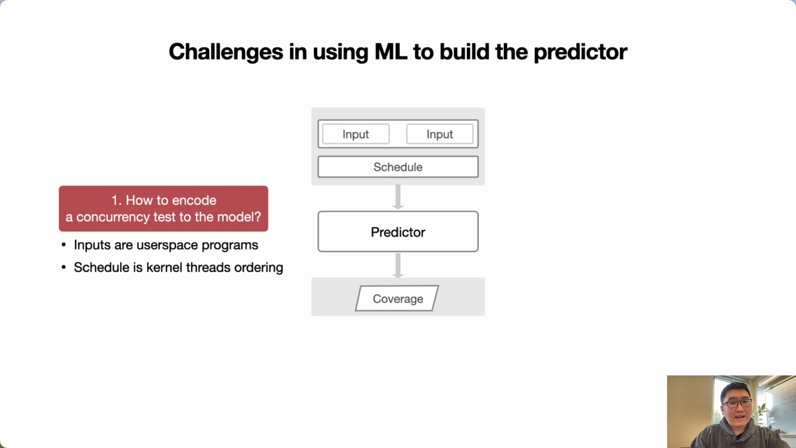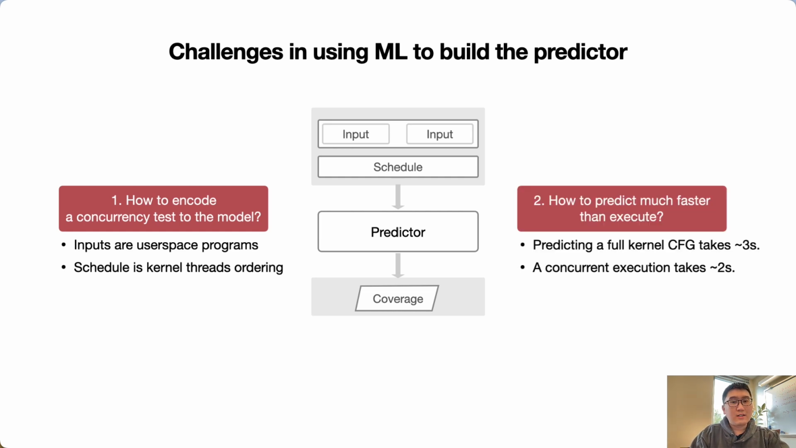The inputs in the concurrency test are user-space programs, executing the kernel APIs. The schedule, on the other hand, describes the ordering of kernel threads that are running kernel code. We can see they have very different semantics, and this big semantic gap might make it very hard for the model to work well. The second problem is that predicting the kernel coverage is actually quite expensive.